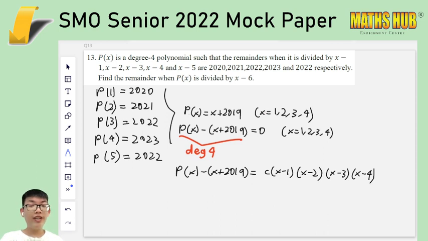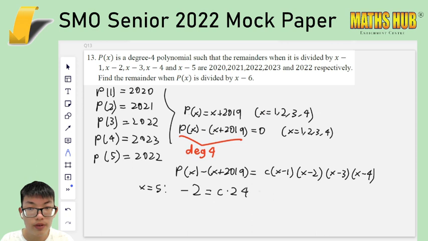Well, how do we find out the constant? That's always where the extra inconsistent value comes in, which in this case is if you put in x equals to 5. Put in x equals to 5, you get p(5) minus 2024. So negative 2 equals to c times 4 times 3 times 2 times 1, so 24. And c is negative 1 over 12.